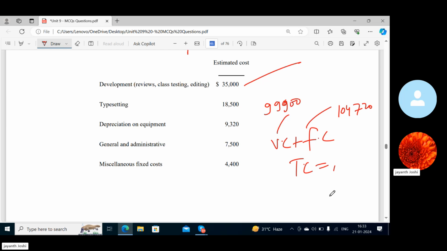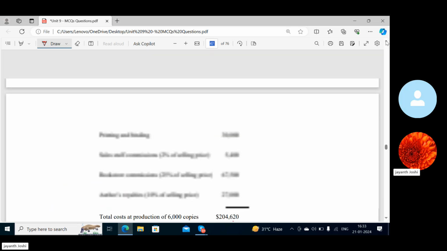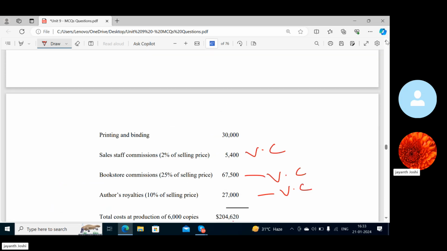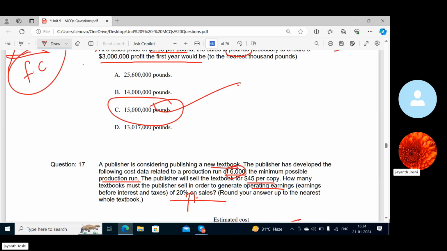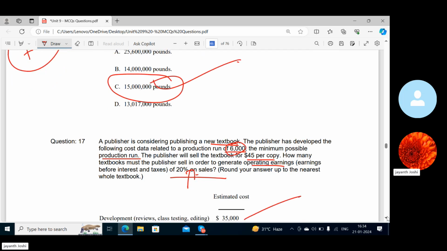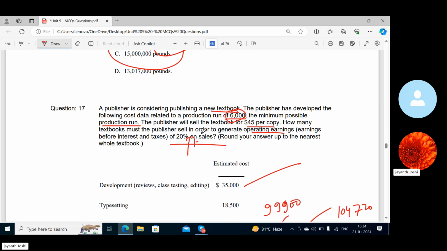We will find out the per unit variable cost. How can we find out how many copies? 6,000 copies, right? They are producing. What is the per unit variable cost? 16.65. This is the variable cost, right? $45 is the selling price. Number of units, 20%. So they are asking how many textbooks must the publisher sell in order to generate operating earnings of 20% on sales.